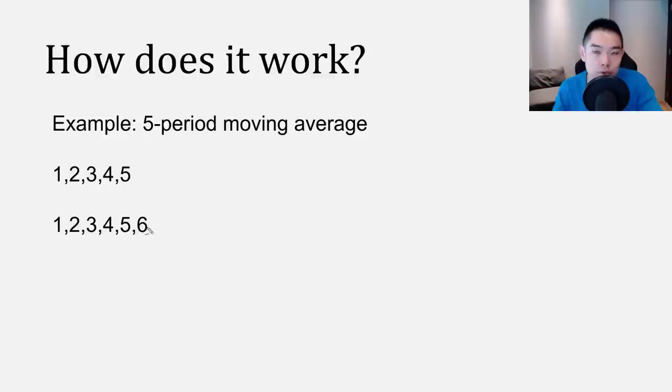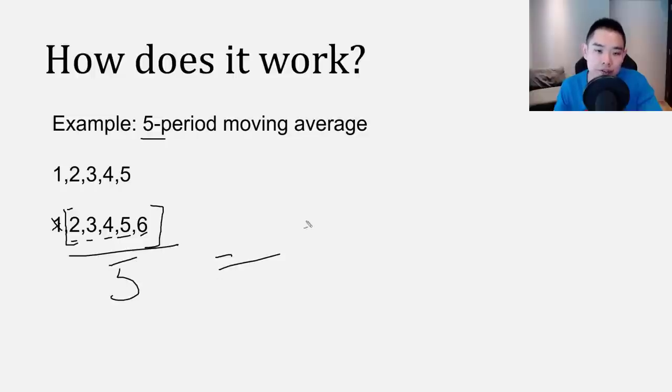Right, so in this case, the most recent closing price over the last 5 days is from here all the way to here. You ignore this one because this will be the recent 6 day, and you are not dealing with the 6-period moving average but the 5. So again, same thing: 2 plus 3 plus 4 plus 5 plus 6, divide by 5, and what do you have? You get the value 4.